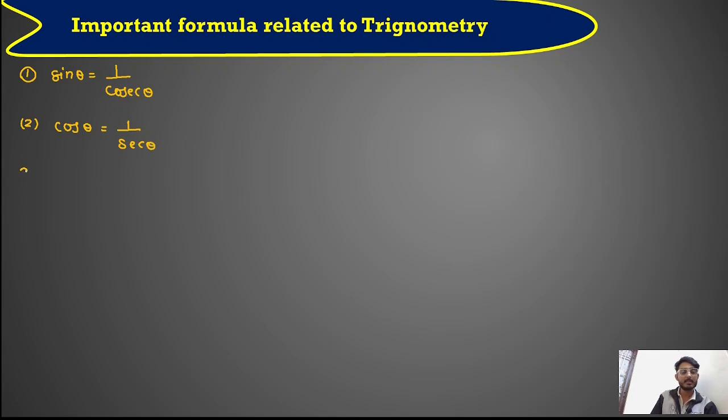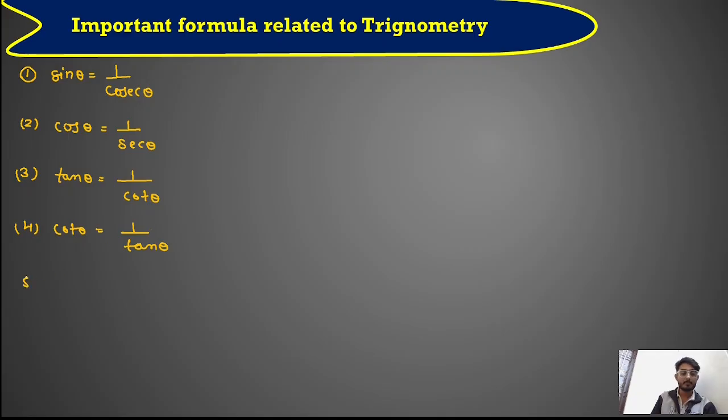The third one is tan theta. tan theta equal to 1 upon cot theta. Also you can find the value of cot theta. Cot theta equal to 1 upon tan theta. These are basically reciprocals of each other.